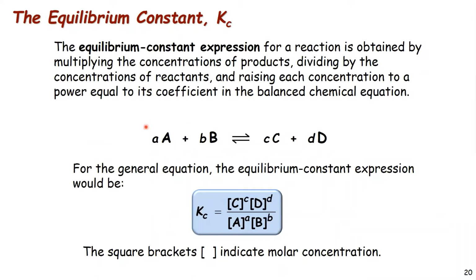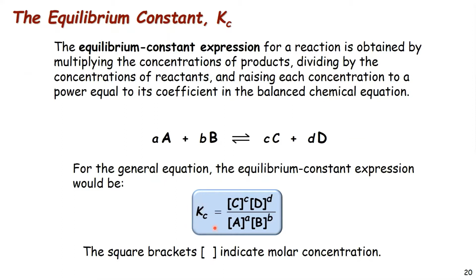So here we go. Here's our generic reaction. We have reactants A and B going to products C and D, and they're raised to the lowercase coefficients of A, B, C, and D. The equilibrium constant expression, we're going to call capital K. Now the subscript C here means that it is just a generic equilibrium constant. Usually we don't even include C. We would just call this capital K.